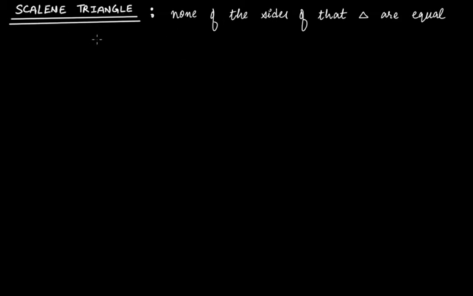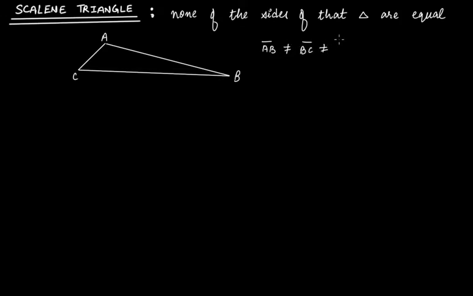So if, let's say that we have this triangle, let's say that it is A, it's B, and it's C, and side AB is not equal to side BC, is not equal to side CA. None of these sides are equal, therefore such triangle will be a scalene triangle.